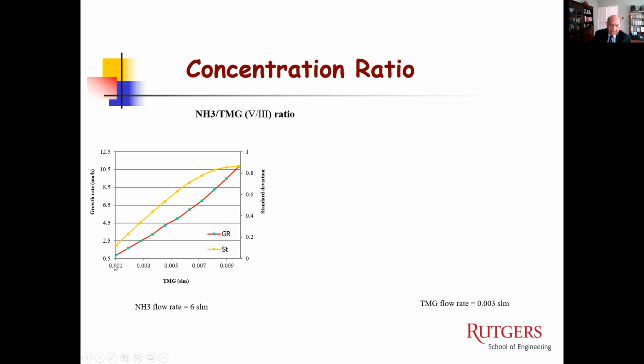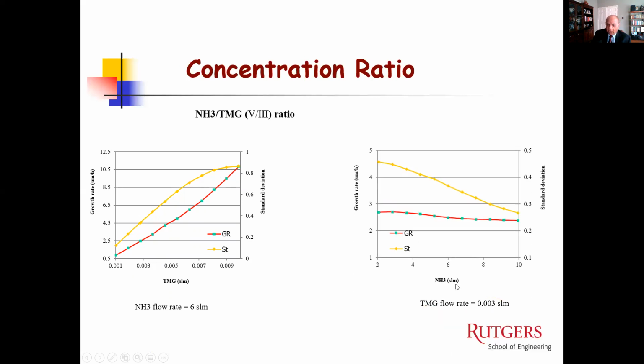So growth rate, as you increase the amount of gallium, you find deposition rate goes up, but the standard deviation also goes up. And similarly here, as you go up in ammonia, you find that the standard deviation becomes lower, but the deposition rate also becomes lower. So the idea is that if you make gallium very large, you'll get very large deposition, but the quality is poor.